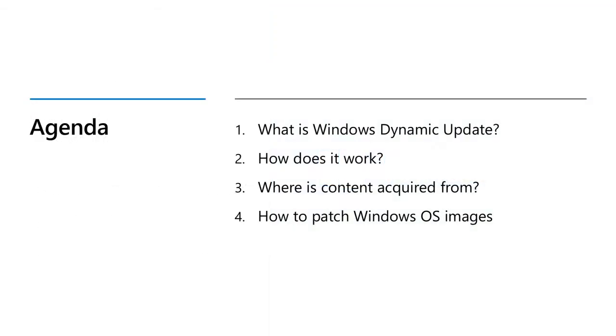So start with what is Windows 10 Dynamic Update. We'll look at, at a high level, how does it work, what content is acquired and where does it come from. And then we're going to go a little deeper and talk about how do we take this content, and if you're not opting into Dynamic Update, how can you use this to patch your OS installation media? At the end of it, hopefully you're an expert, and we'll go from there.